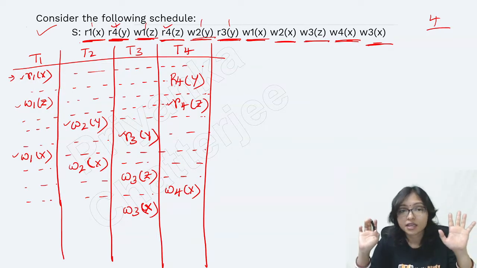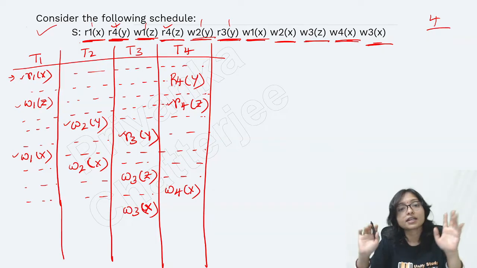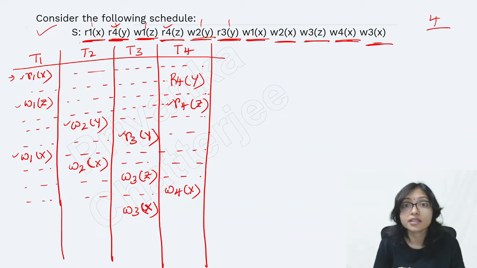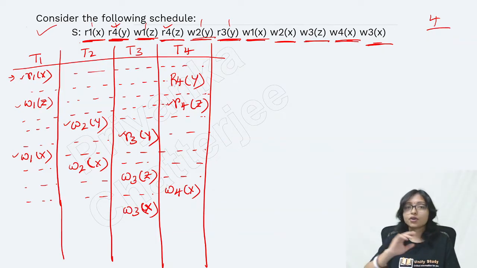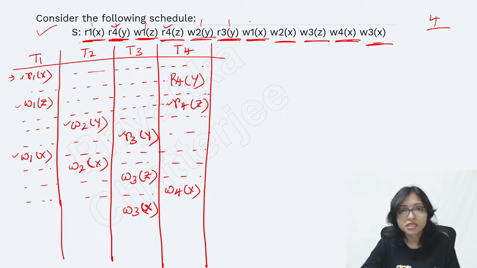First of all, writing should be correct. If your writing is not correct, then your answer will be wrong. I hope the writing is clear to you. Just after that we did W1, then W2 means the transaction of T2, W3 means T3, W4 is here. Then W3.